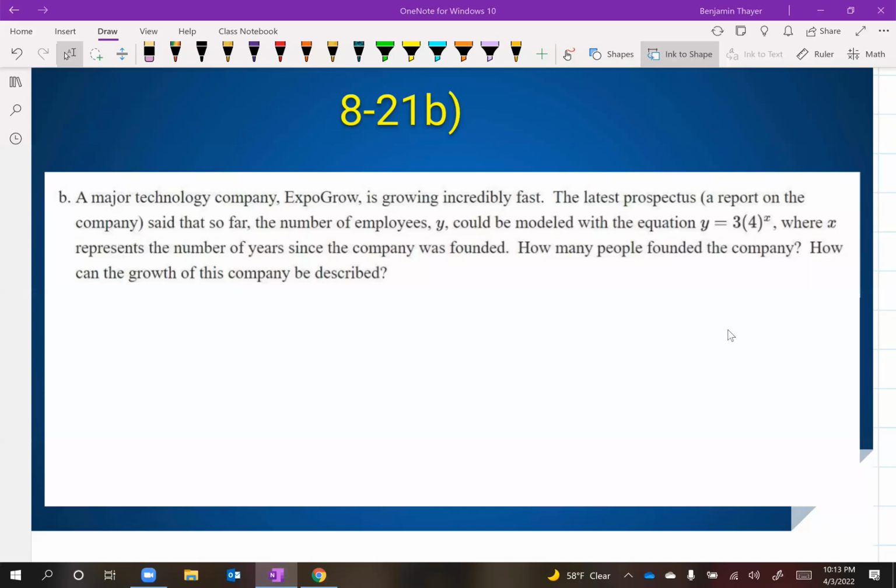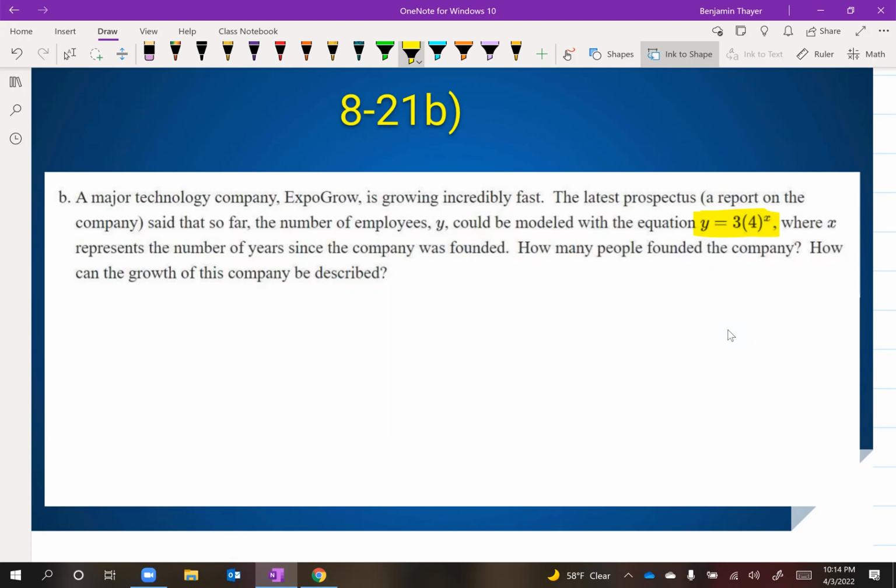Okay, in part B, we've got a major tech company, Expo Grow, which is growing very fast. The number of employees is represented by the y variable, and they have an equation to model their situation right now. X represents the number of years since the company was founded. So remember, y employees, x years since they were founded.